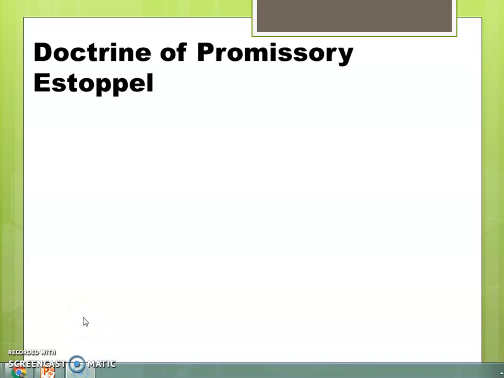Dear students, today we are going to discuss the terminology Doctrine of Promissory Estoppel and Nudum Pactum. These are two important terminologies in relation to business law or business regulation. So first of all, we are going to discuss the word Estoppel.